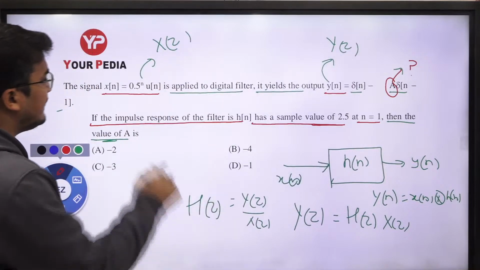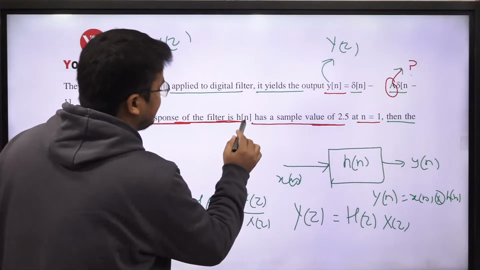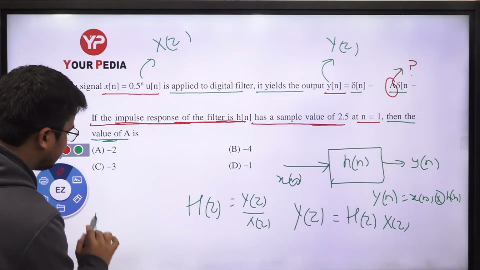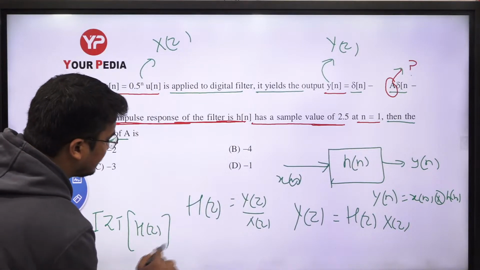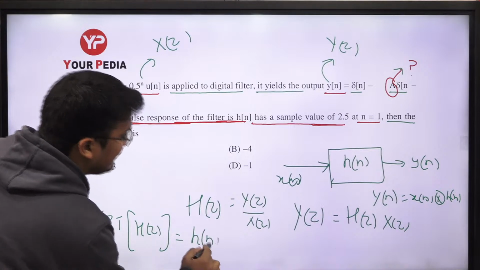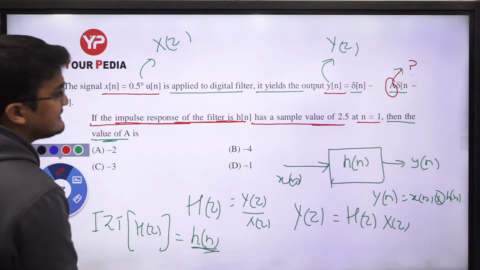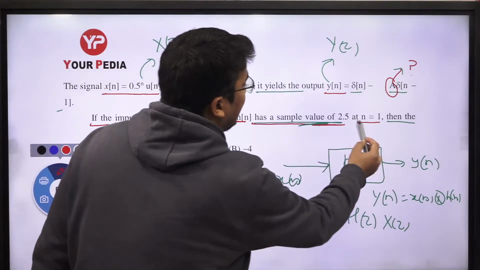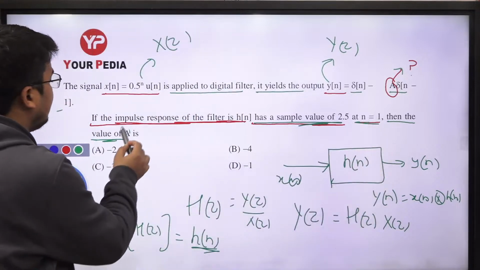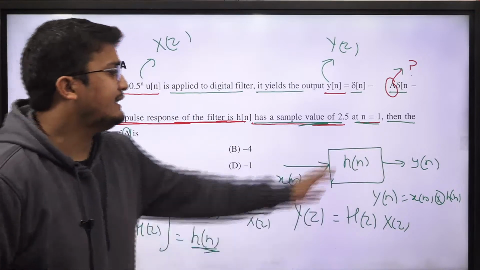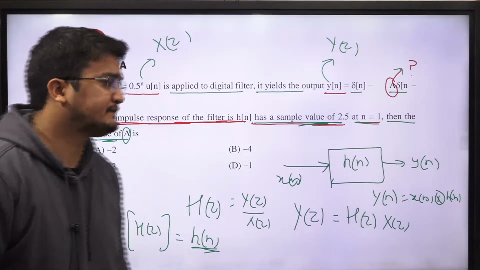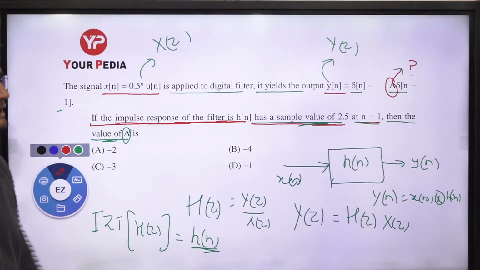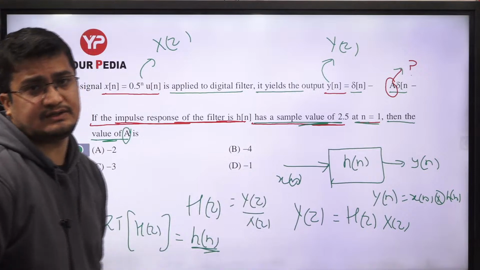He's saying that if the impulse response of the filter is h of n, and I take the inverse z transform of h of z, obviously that will be equal to the impulse response, that is h of n. And he's saying this h of n has a sample value of 2.5 at n is equal to 1. Then what will be the value of a? This will be the entire structure to solve this question. Guys, tell me what the answer will be. Please come up. This kind of hint is what you need to solve this question.